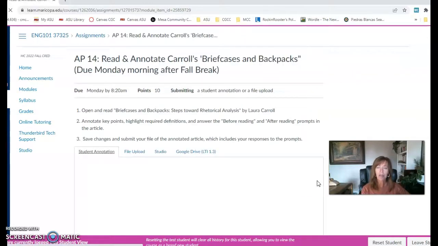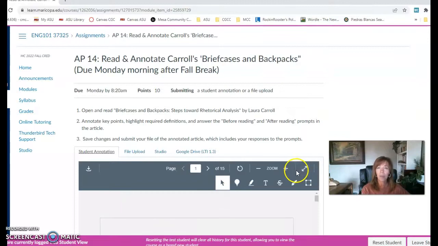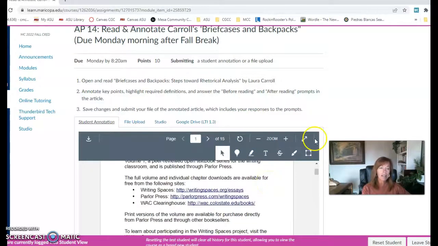So on Monday, this is one of the most important articles that we'll be reading, and it's a longer article, okay, than what I think you all have been used to reading. It's 13 pages. It says 15 here, but it's really just 13. And I'm asking you to read over this, to annotate as you read and highlight specific terms and concepts. And also there is a before reading prompt and an after reading prompt that you all need to answer. Let's look at it really quickly.